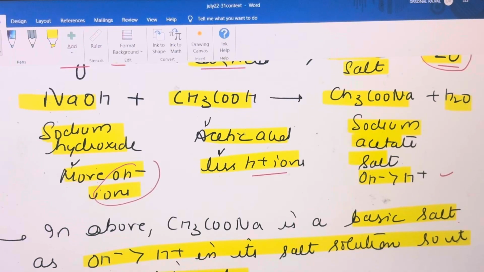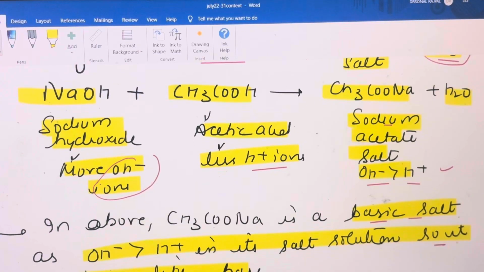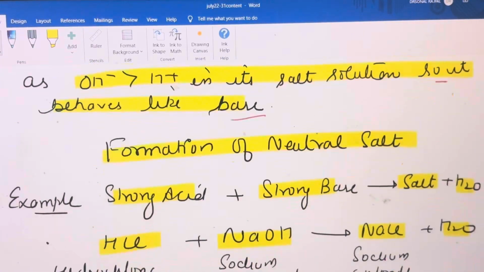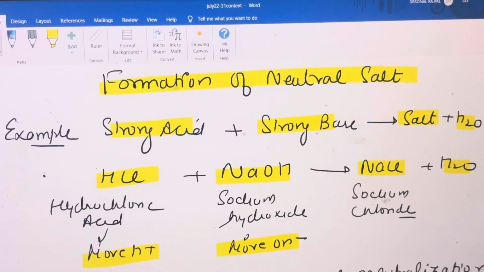So in the above example, this sodium acetate is a basic salt, because here the OH ions are more than H ions, so its property is like a base. Now I am going to talk about, student, what is a neutral salt. So students, a neutral salt is made by combining a strong acid and a strong base. They will combine together to form salt and water. Now I am going to explain with an example.